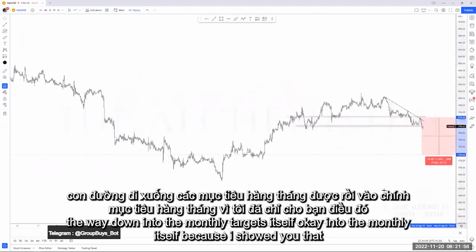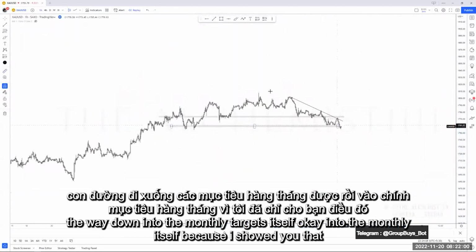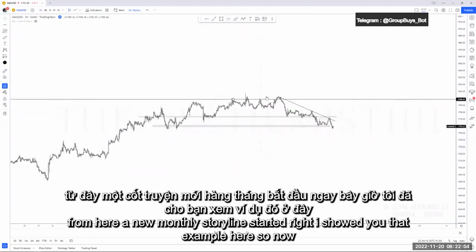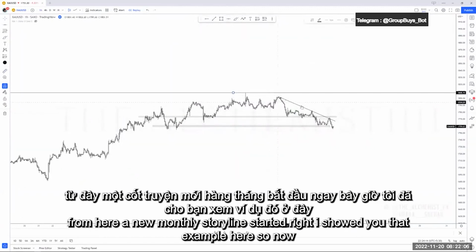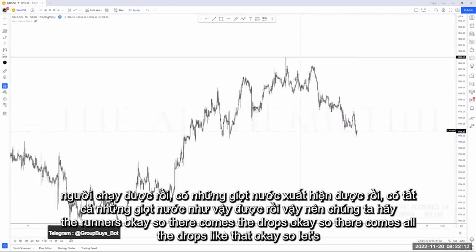It's coming all the way down into the monthly targets itself. Okay, into the monthly itself, because I showed you that from here a new monthly storyline started, right? I showed you that example from here. So now when the time frames are agreeing with each other, you must leave the runners. That is when you leave the runners. Okay, so there comes all the drops like that.